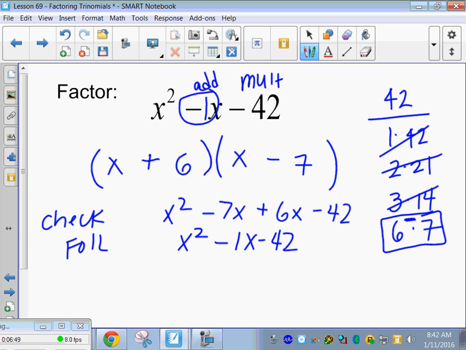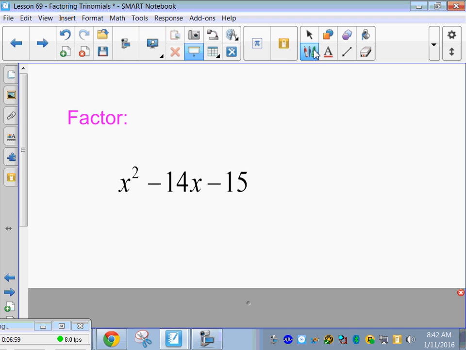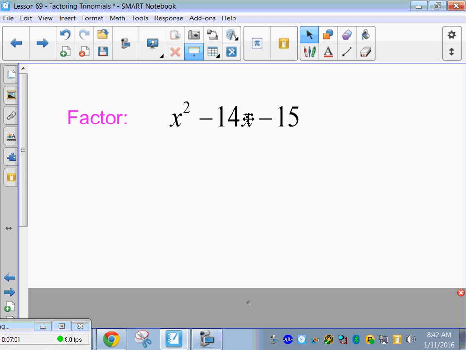Is that how we started this party? Yes. Okay. So what is my answer? This guy right here. That's the answer. All right, let's try another one. Factor tractor. X squared minus 14x minus 15. Write that down.